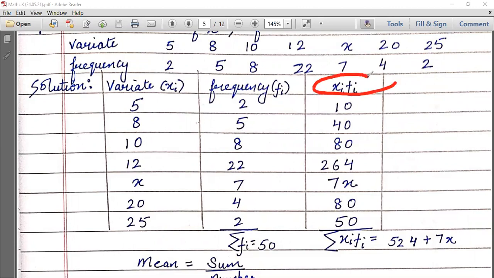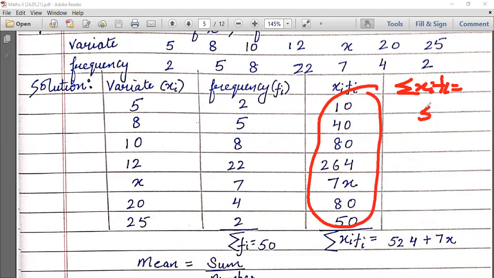Now find xi fi, meaning multiply each observation with its frequency. 5 twos are 10, 8 fives are 40, 10 eights are 80, 12 22s are 264, 7 into x, 7x, 20 into 4, 80, 25 twos are 50. Okay. Now children, we got all xi fi. Next step is to find summation xi fi. When you add all xi fi, you will get the answer as 524 plus 7x. 7x you will write as it is, and your summation fi is 50.